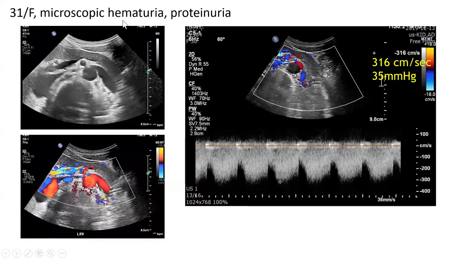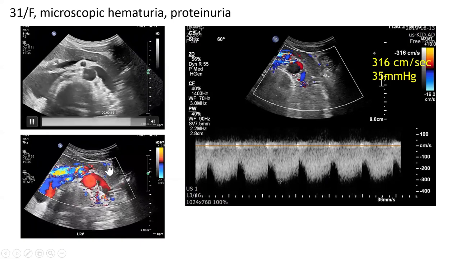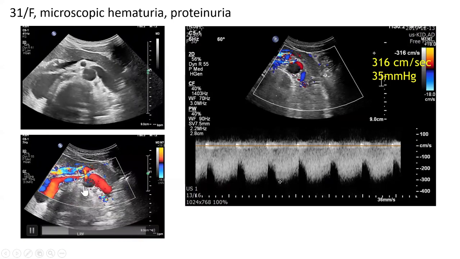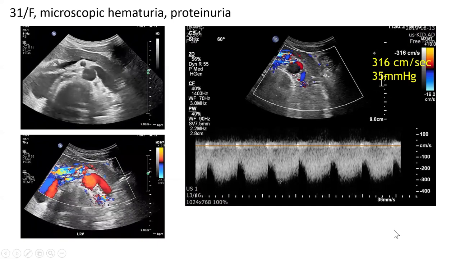A young woman with microhematuria and proteinuria. Similarly, we can see the nutcracker phenomenon at grayscale and at color Doppler, and measure the velocity. The velocity was very high, higher than 300, and the pressure gradient will probably be very high, theoretically 35 millimeters mercury.